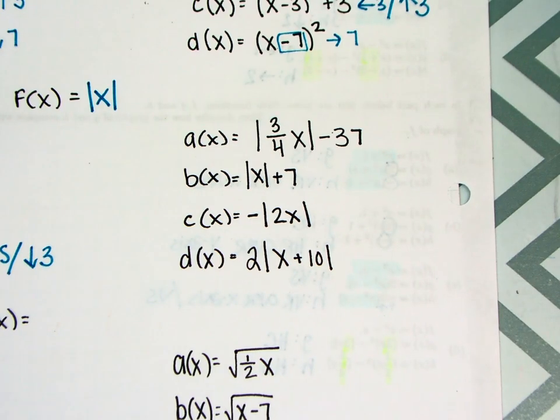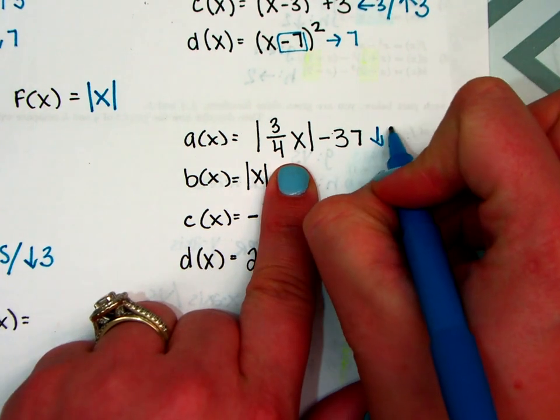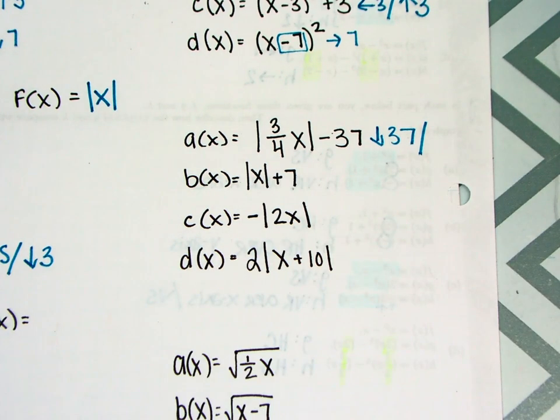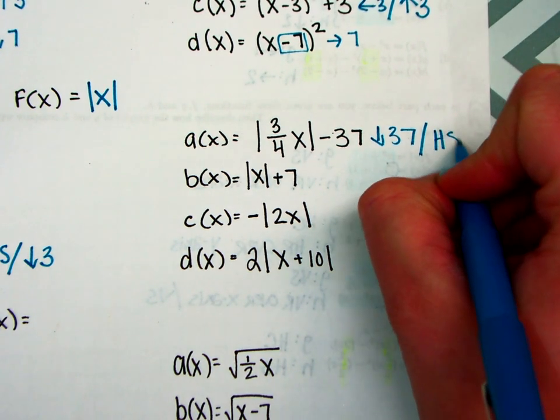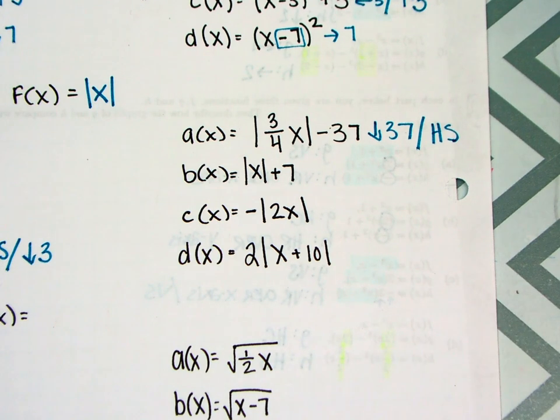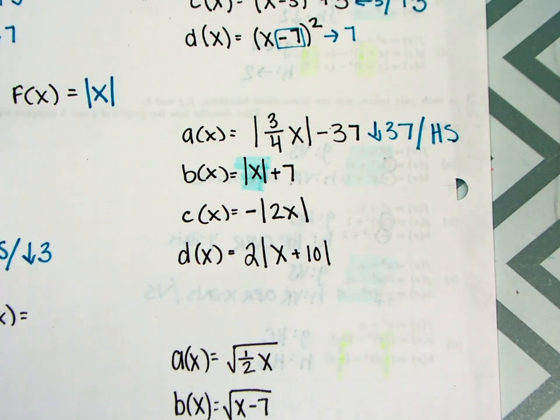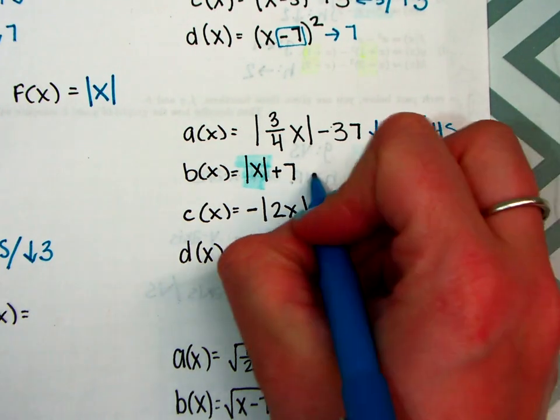Okay, next we have a negative 37 outside of the absolute value, so that is down 37. And then the 3/4 is multiplying inside of the function, so this is also a horizontal stretch, meaning that the function is getting pulled. On option B, I see the absolute value of x. The adding is outside, so this means up 7.